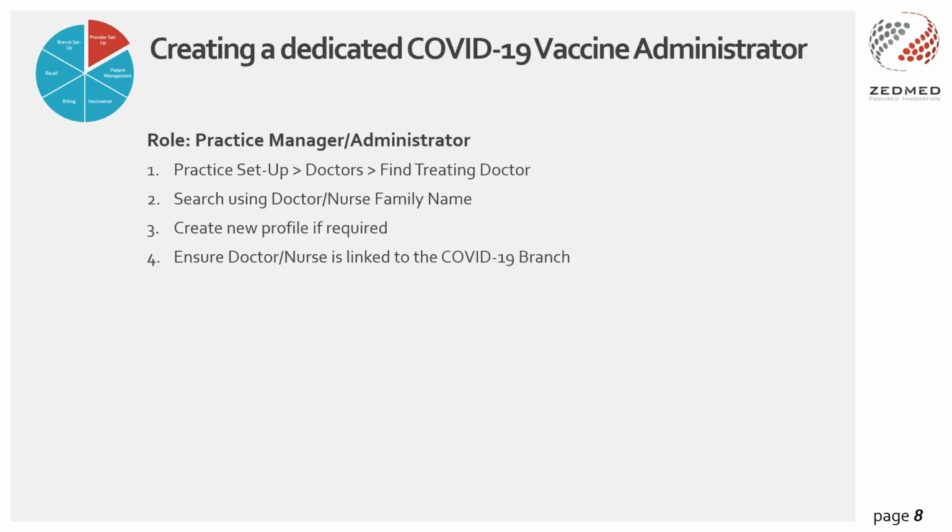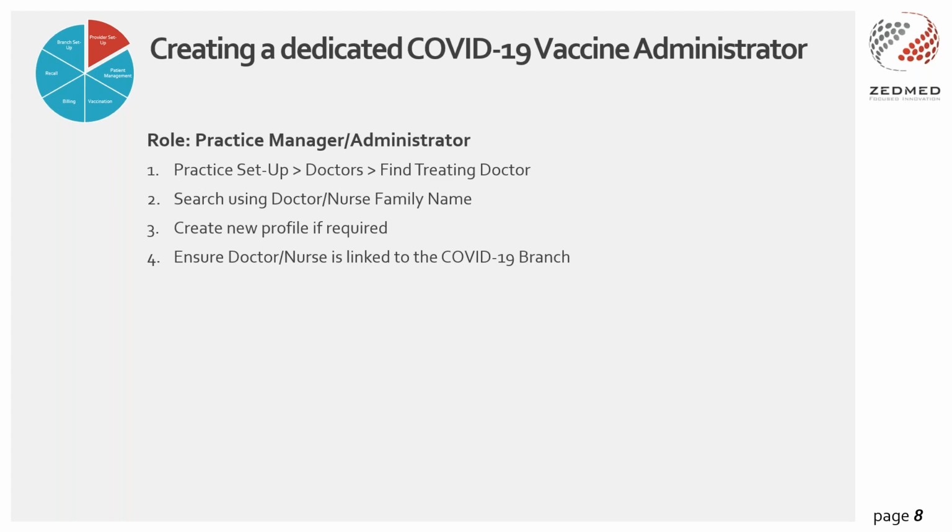Once we've done that, in addition to setting up a new branch, we also need to establish who the people in your practice will be that are actually administering the vaccine. And that might be a nurse or a treating doctor. So again, this task lies primarily with the practice manager or administrator of the Zedmed system in your practice.